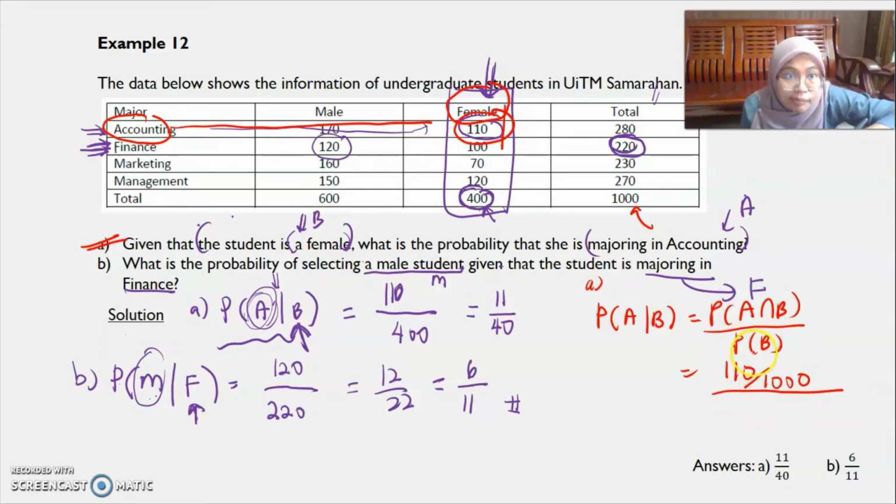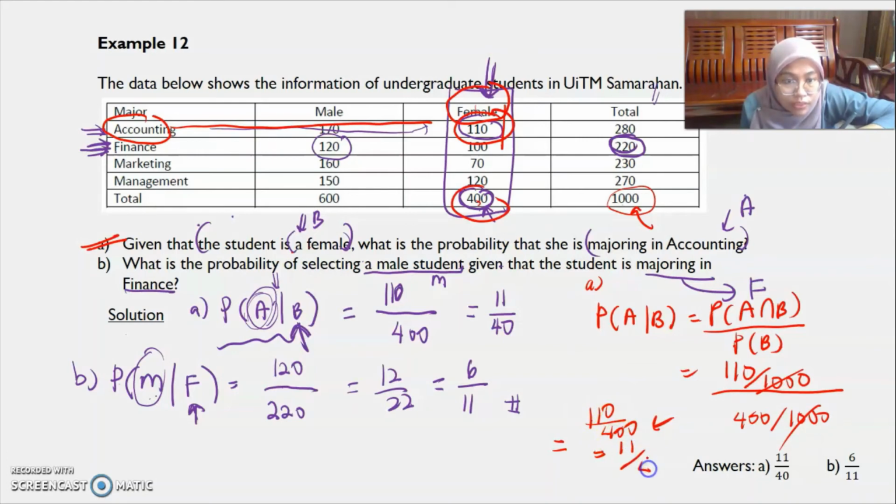So what is the number for B? The number of students who are female. The total female students is 400, so 400 out of 1000 students. So the probability of B is 400 out of 1000. Then we simplify this: you can cancel the 1000 and the 1000, so you are left with 110 over 400. Then simplify, and you will get 11 over 40.